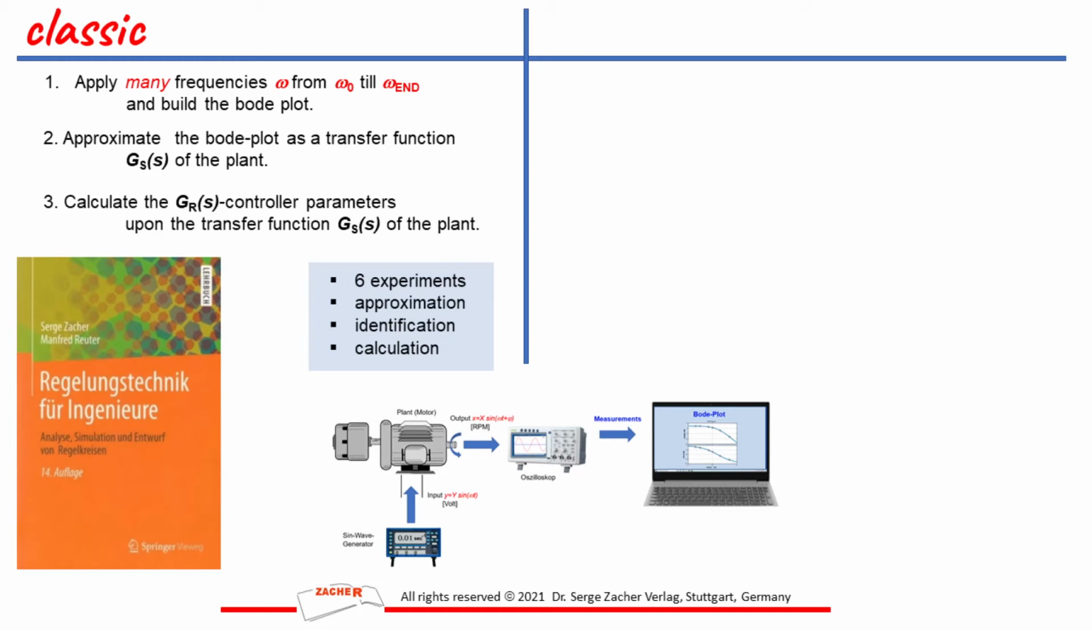Note please how many operations we need to do for it. 6 experiments with measurements, then the approximation of Bode plot. After that follows the identification of the plant, and finally the controller parameters will be calculated.